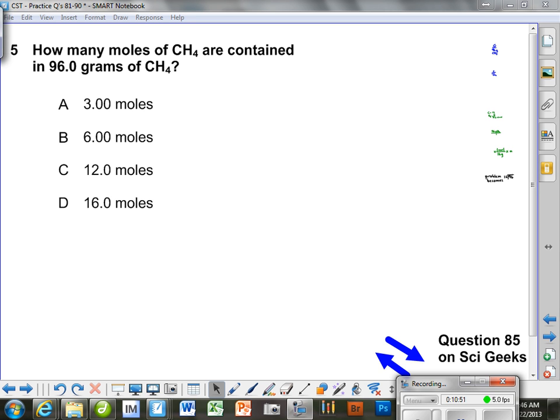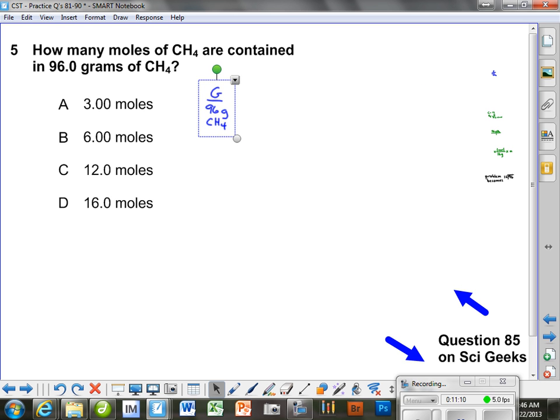In this problem, we are being asked, first of all, how many moles of methane are contained in 96.0 grams of methane? So let's first of all look at our given. Our given, of course, is 96 grams of methane. And what are we supposed to find? We're supposed to find how many moles of methane that represents. So we're simply doing grams to moles. So first of all, of course, we've got to get our molar mass, and we find that on the periodic chart.